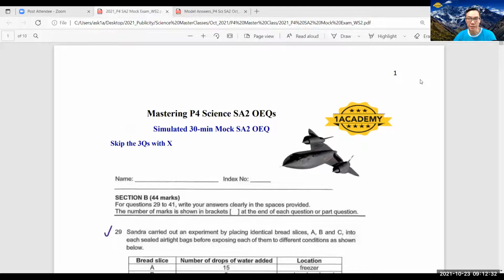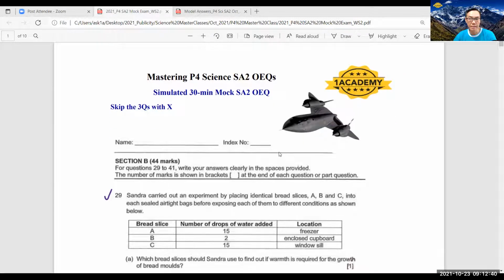I'd like to share with you the P4 Science SA2 mock exam, the solutions, as I'll be doing a screen sharing soon. And this is the training which I've conducted recently for students who are in P4 this year. And these type of questions are tested in the Science SA2B in P4, P5, and even P6.